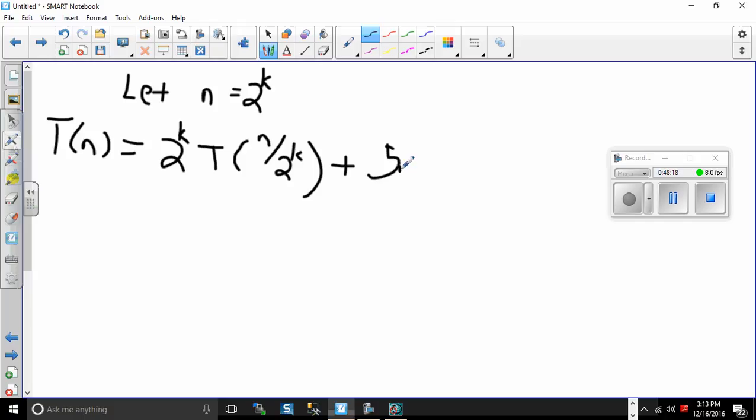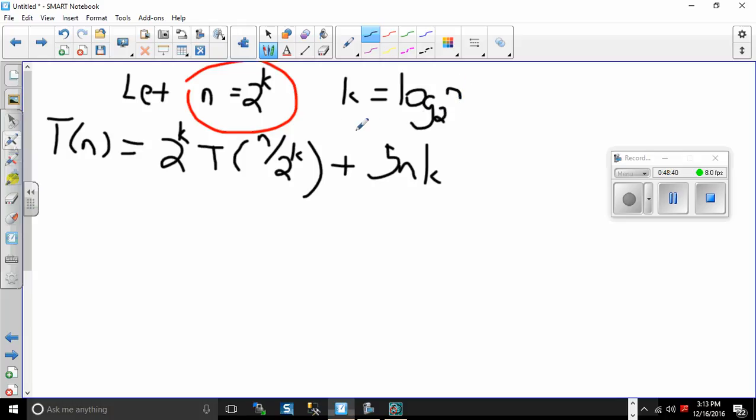Now, if you remember from algebra, let's go back to this formula. Okay, we can solve for k here. And it turns out that, of course, and I'm not going to go into logarithmic theory, I'll assume that you know this. If not, you can look it up. k is equal to log base 2 of n. All right, and so solving for k, and making the substitution n equals 2 to the k, the formula for T of n becomes this.